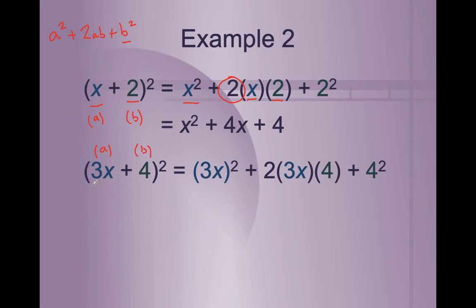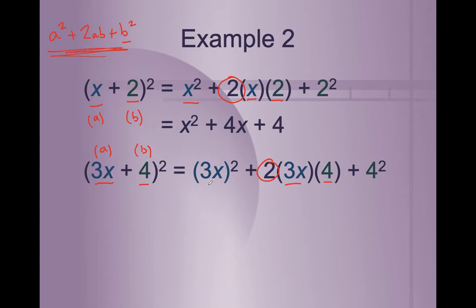So the whole first term, 3x, is going to be squared, plus 2 times, well, what is a? A is 3x, so 3x times your b, which is 4, so 3x times 4 times that 2. Again, this is like your formula up here, plus 4, or b, squared.